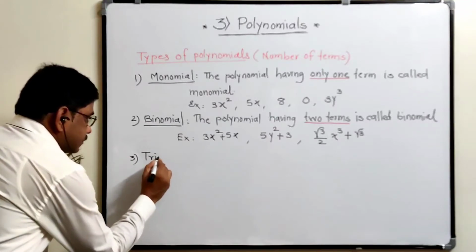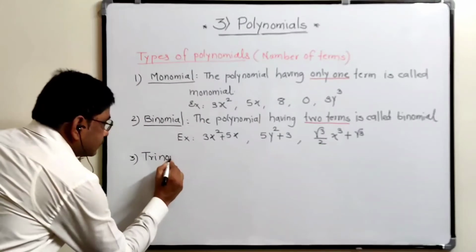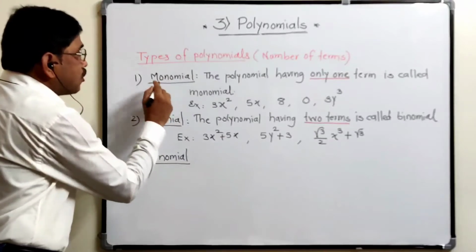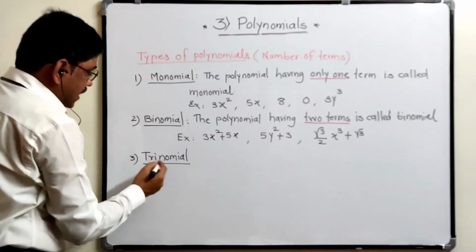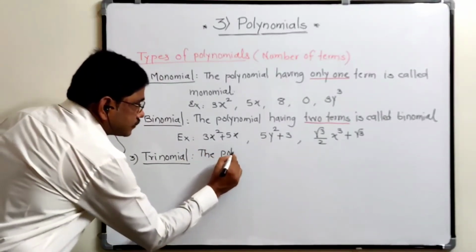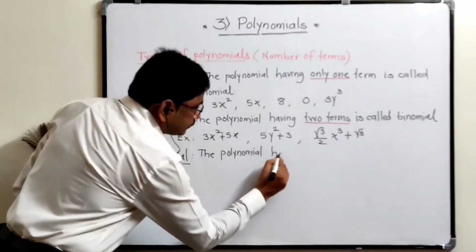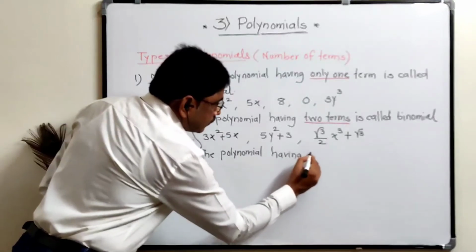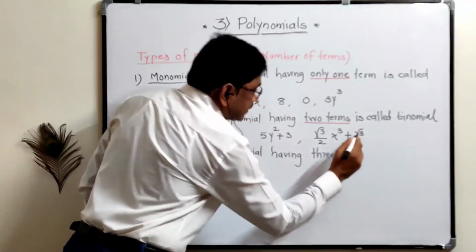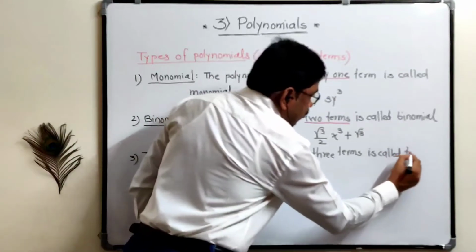Trinomial. So trinomial means contains 3 terms. Trinomial. Tri means 3. Mono means 1, bi means 2 and tri means 3. So the polynomial having 3 terms. Polynomials having 3 terms is called trinomial.